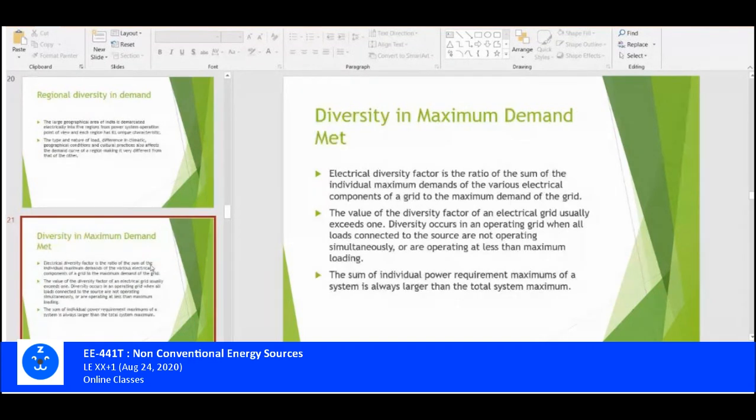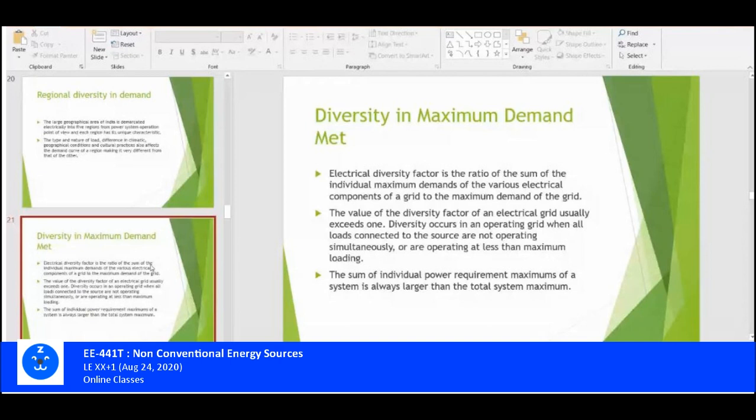Diversity in maximum demand. Electrical diversity factor, you must have read it in your previous semester also, is the ratio of the sum of the individual maximum demands of the various electrical components of a grid to the maximum demand of the grid. The value of the diversity factor of an electrical grid usually exceeds 1, simply because not all the individual maximum demands are going to be switched on at the same time. So the value of diversity factor will always be and should be more than unity.